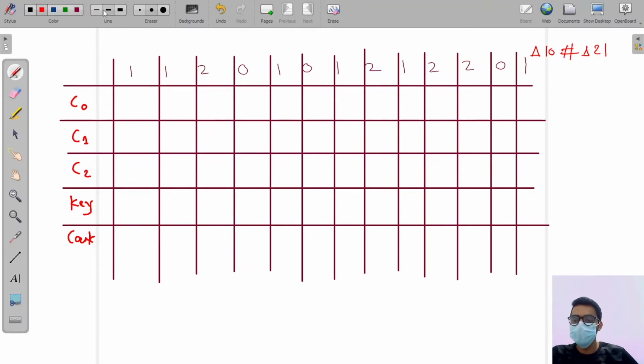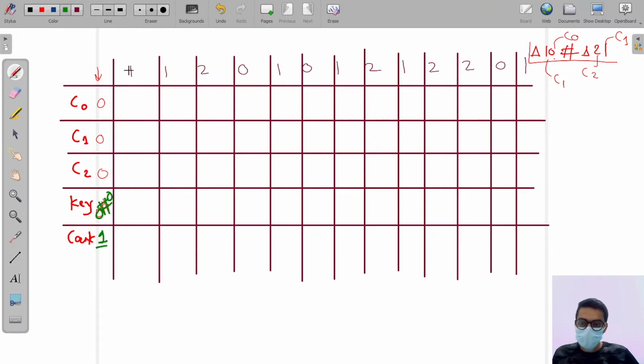Now let's start with the count of 0, 1. When we are at the first point, we don't have any array elements, so the count of 0, count of 1 and count of 2 is 0. Let's find this key. This key contains delta 10 and delta 21, that is, the count of 1 minus count of 0, and the count of 2 minus count of 1. So 0 minus 0 is 0, and 0 minus 0 is also 0. This key appears for the first time.